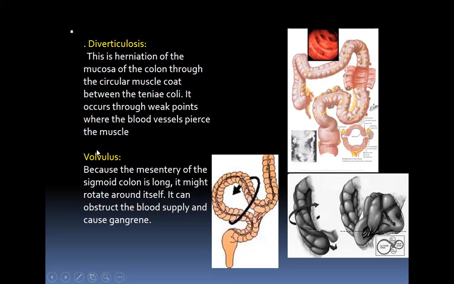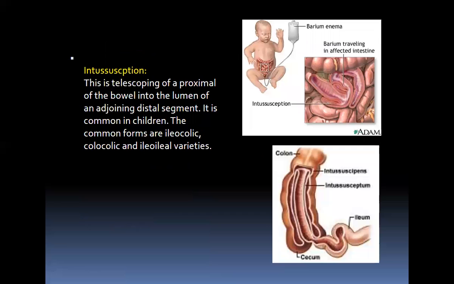The second is the volvulus. This is a total emergency condition because the mesentery of the sigmoid colon is long. It might rotate on itself, obstruct the blood supply and lead to gangrene. So it can rotate on itself wherever there is mesentery. It can lead to a gangrenous stage and it is a medical emergency.